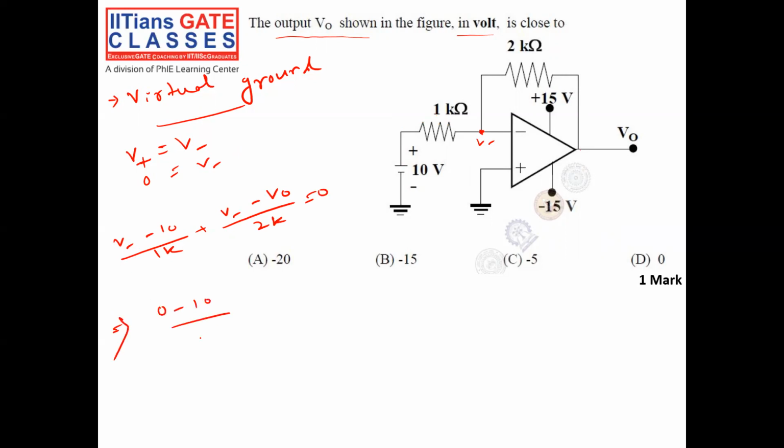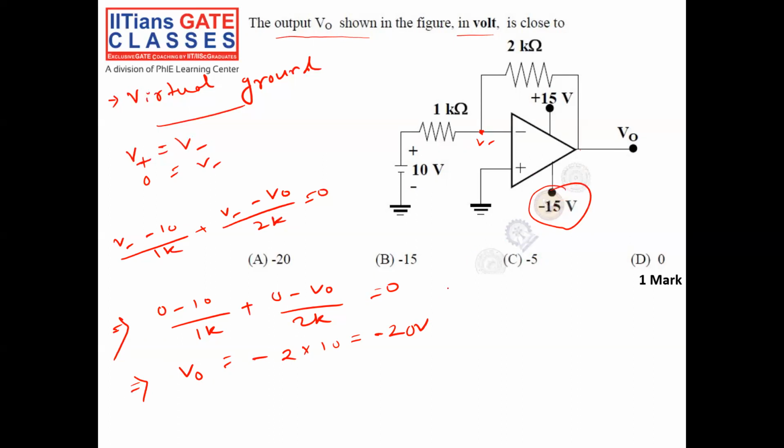So (0 minus 10) divided by 1K plus (0 minus V0) by 2K is equal to 0. Simple as that, V0 is equal to minus 2K by 1K, which is 2, and 2 into 10 is equal to minus 20 volt. But you see, my supply is limited to minus 15, so this output cannot go beyond minus 15. So what will happen?